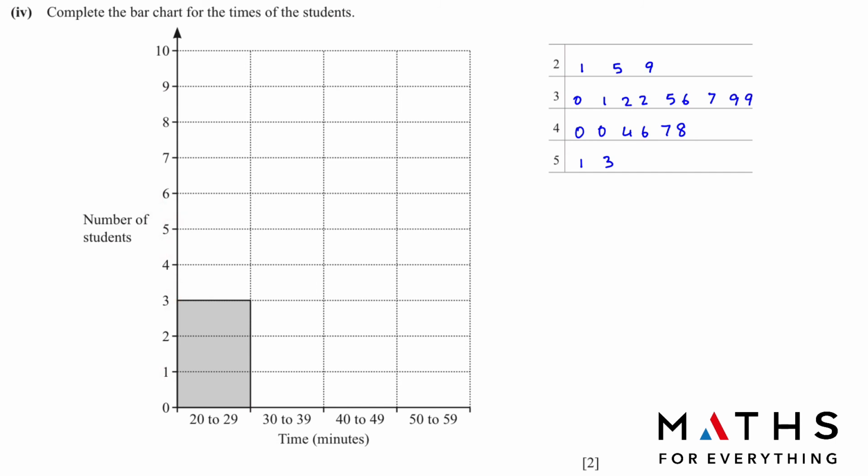Now we have from 30 to 39. So it will be here. And the frequency is 1, 2, 3, 4, 5, 6, 7, 8, 9. So it will go up till here. Let's draw it. Next we have 40 to 49. So we have 1, 2, 3, 4, 5, 6. 6 is here. And then for 50 to 59, we have only 2. So that was a very easy 2-mark question.